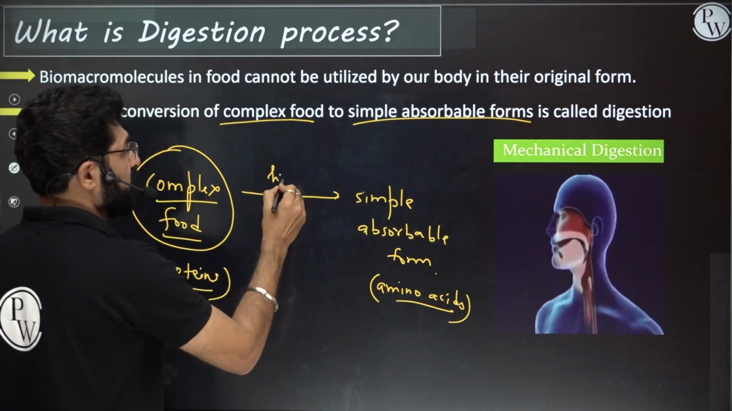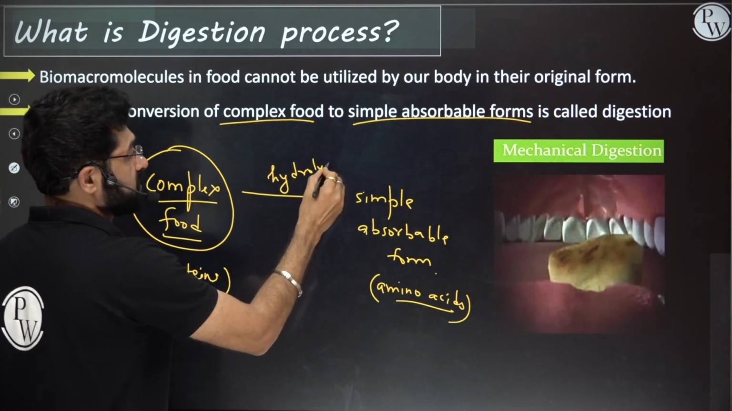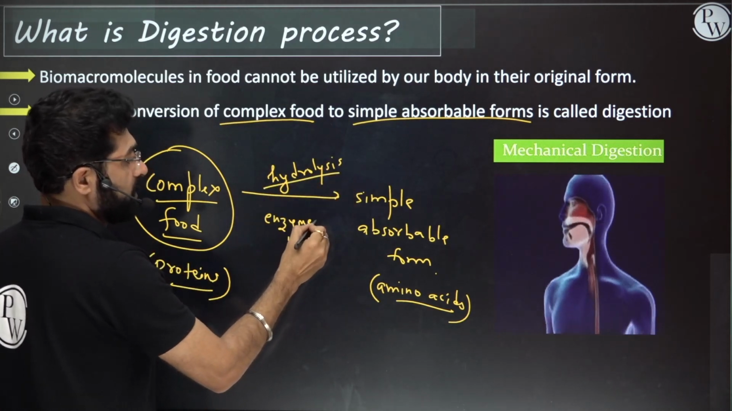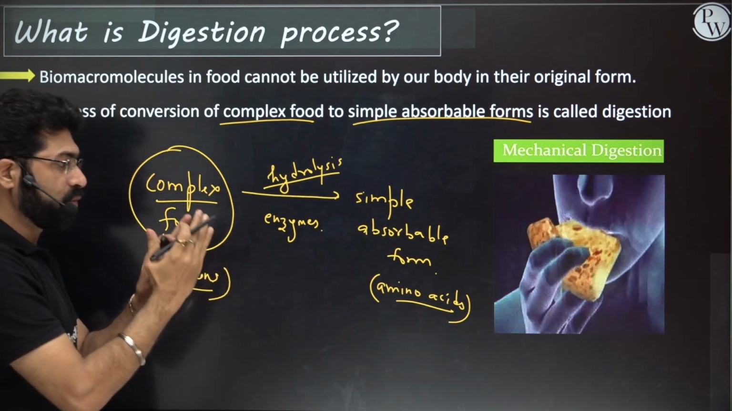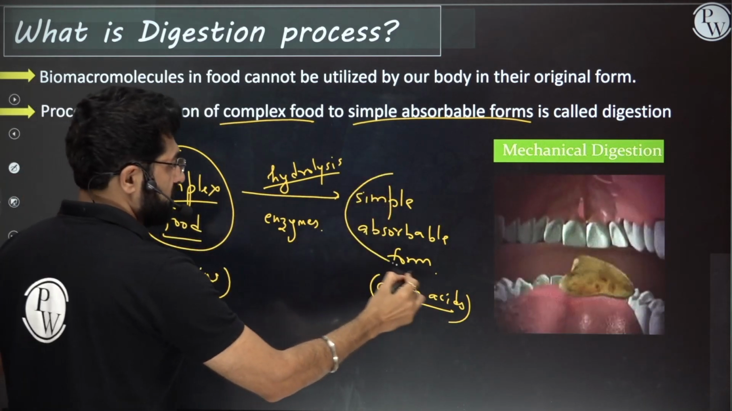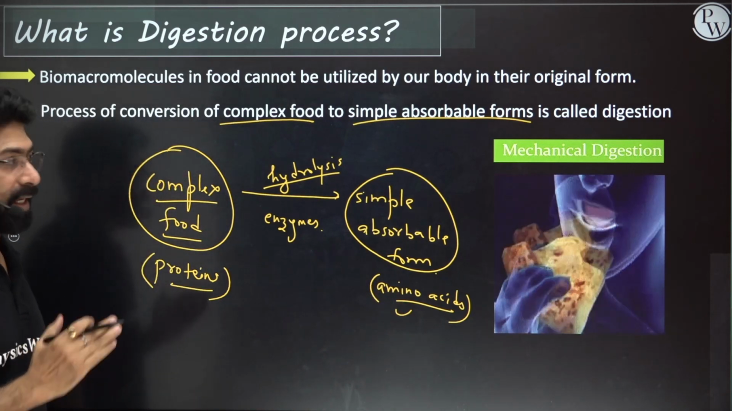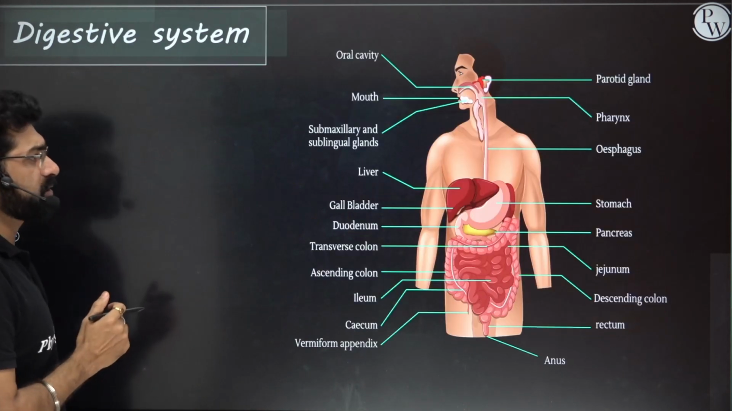So here what would have taken place is hydrolysis. With the help of enzymes, these reactions would have taken place and broken them into smaller constituents. These are the simple absorbable forms. Is it okay with you? So let us continue further.